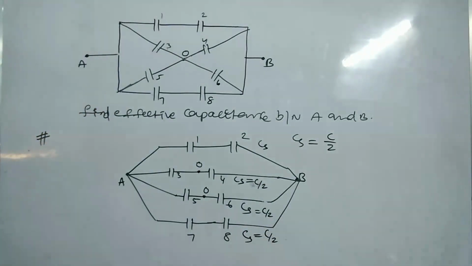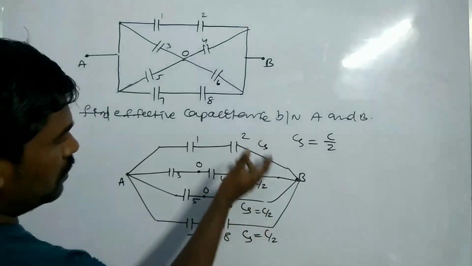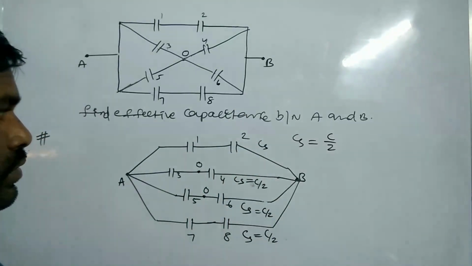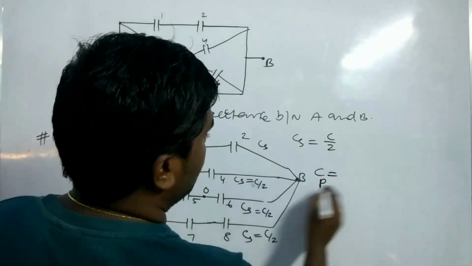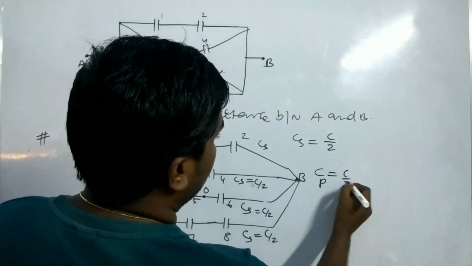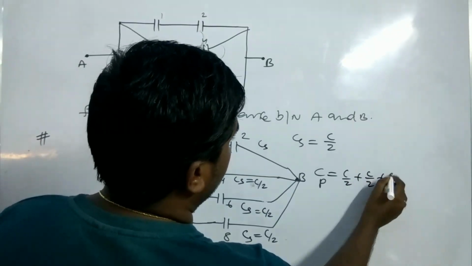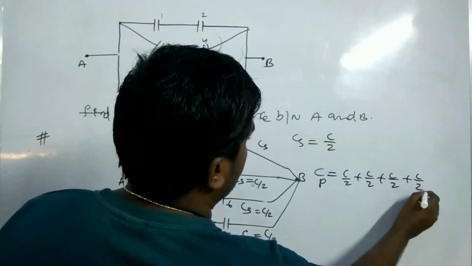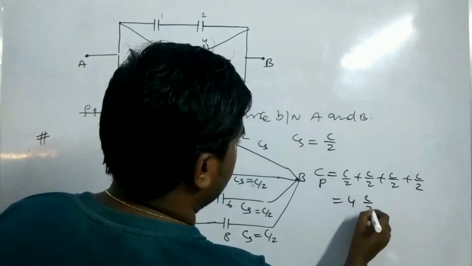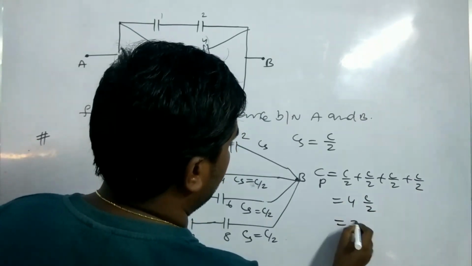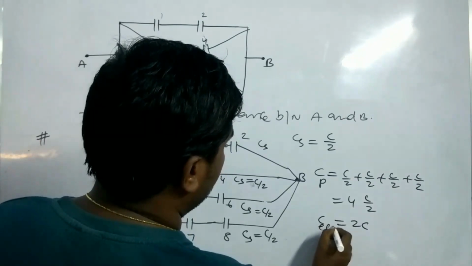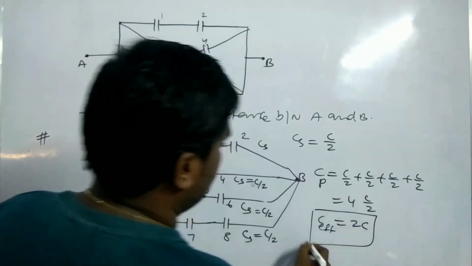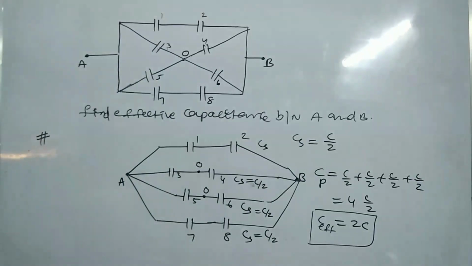For the effective capacitance, these four C by 2s are in parallel combination, right? So in the parallel combination, Cp is equal to C by 2 plus C by 2 plus C by 2 plus C by 2. It is equal to 4C by 2, right? How much? 2C. The effective capacitance, C effective, is equal to 2C.